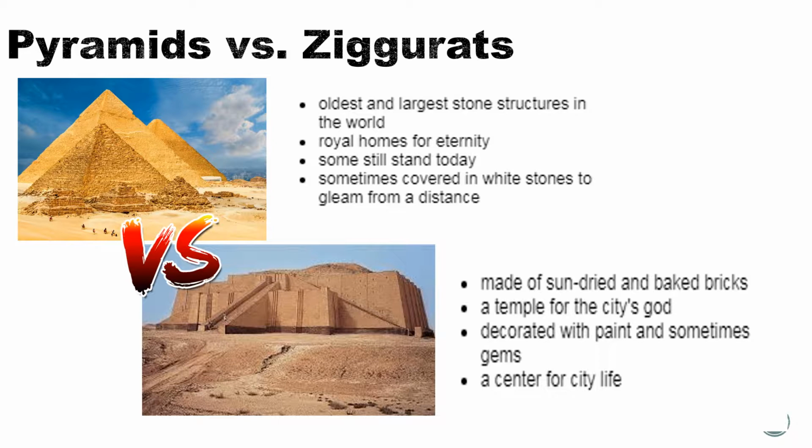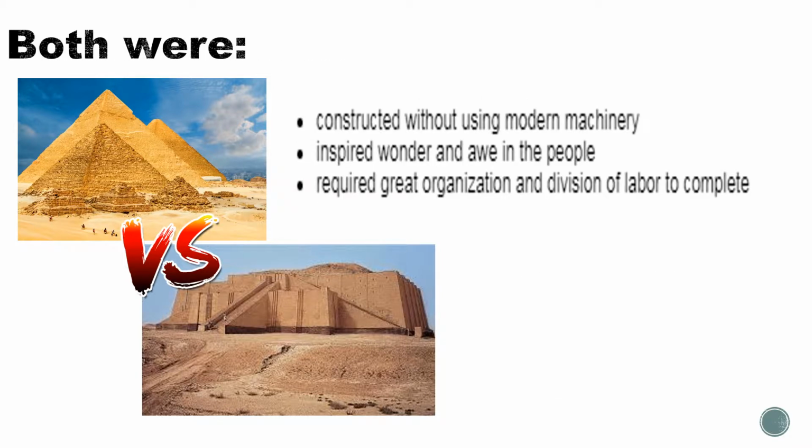Versus the ziggurats from Mesopotamia. They were made of sun dried and baked bricks. These were a temple for the city's god. They were decorated with paint and sometimes gems, and they were a center for city life. Both of these structures, both pyramids and ziggurats, were constructed without using modern machinery. They inspired wonder and awe in the people, and both required great organization and a division of labor to complete.